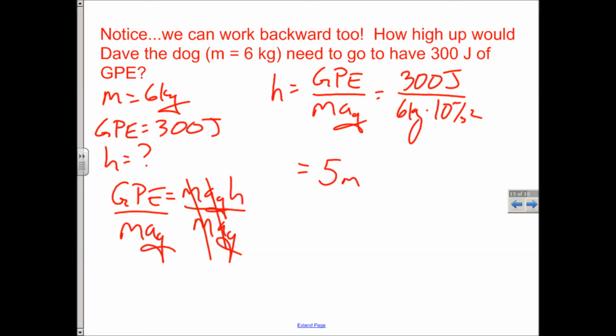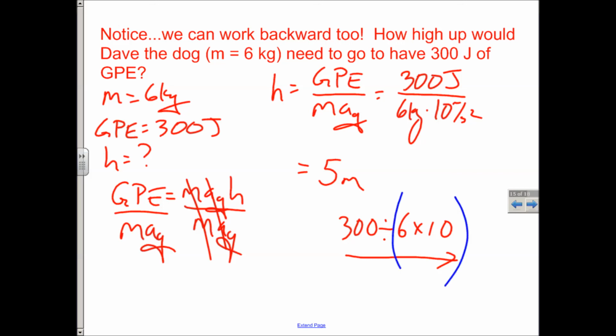All right. If you got 500 meters, then you made the mistake of typing in 300 divided by 6 times 10. But the problem is your calculator is smart and it follows order of operations. So if you did this, it just worked left to right, right? Because when you multiply and divide, you just go left to right. So it does 300 divided by 6, which is 50, times 10 is 500. That's not what we want.